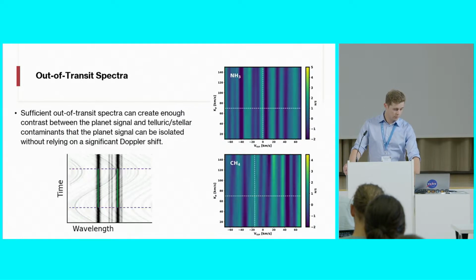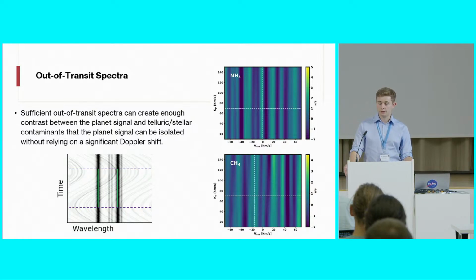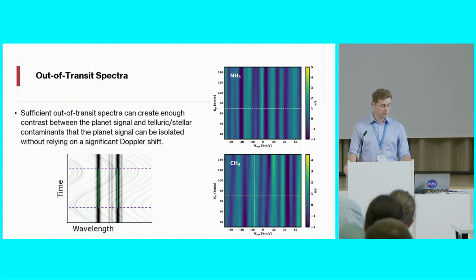So why can we do this? Well, we think it's because of the out-of-transit spectra in our data set. Whereas the telluric and stellar lines exist in every single frame of the observations, the planet signal only exists in a subset of the observations. That means if we have enough out-of-transit spectra, we can create enough contrast between the telluric and stellar lines and the planet signal that the planet signal no longer constitutes a principal component of the spectra, and therefore can be isolated using PCA without a significant Doppler shift.